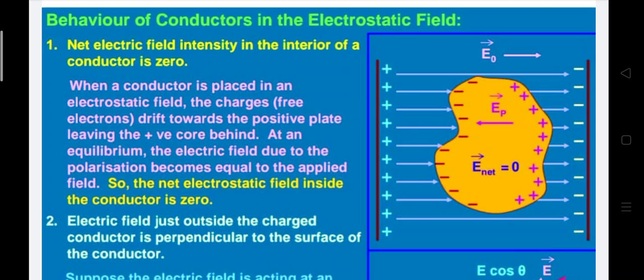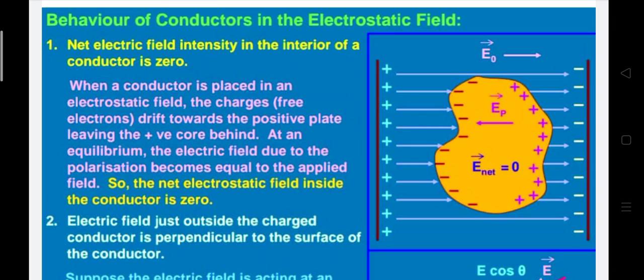How? When you place a conductor inside the electrostatic field, charge develops on the wall of the conductor. So when a conductor is placed in an electric field, the charges drift towards the positive plate, leaving the positive core behind. At equilibrium, the electric field due to the polarization becomes equal to the applied field. The electric field inside the conductor becomes zero.